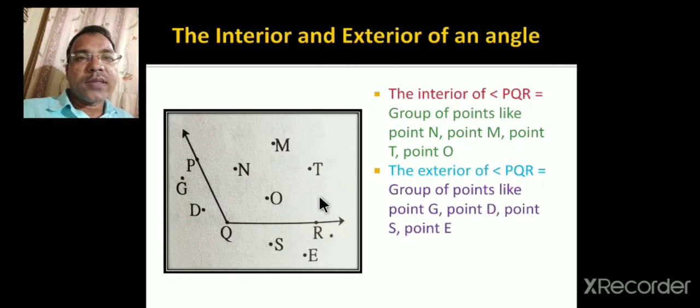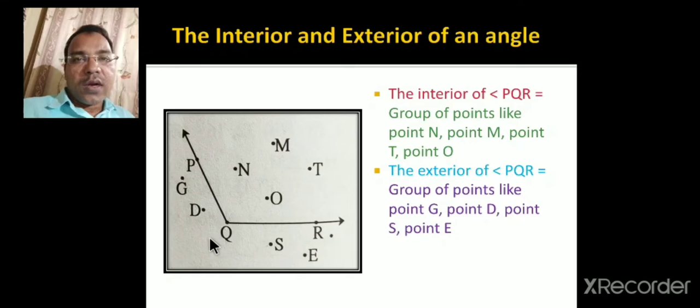form the interior part of this angle. Then the next one is the exterior of the angle. Now what is the exterior of an angle? A group of points like point G, point D, point S and point E, which are neither in the interior of the angle nor on the sides of the angle, form the exterior part of the angle.